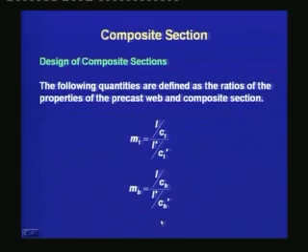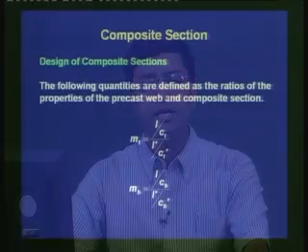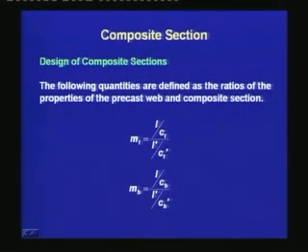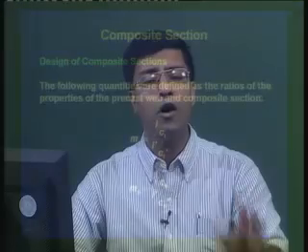The following quantities are defined as the ratios of the properties of the precast web and the composite sections. So, we have two sets of geometric variables, one for the precast web and the other for the composite section. For convenience of calculation, we are taking ratios of these quantities. The first quantity, Mt, is the ratio of I divided by Ct for the precast web, divided by I prime divided by Ct prime. The prime numbers are for the composite section. Thus, it is the ratio of the moment of inertia divided by the distance of the top fiber for the precast web and the composite section.